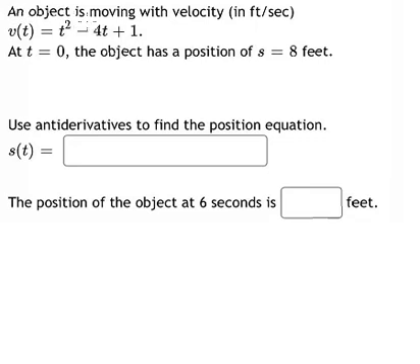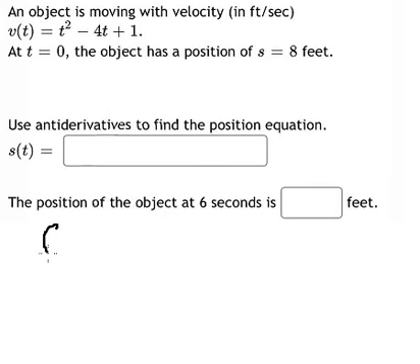An object is moving with velocity. We have the velocity function in here. At t equals 0, the object has a position of h equals 8 feet. So now I will show you how to answer.